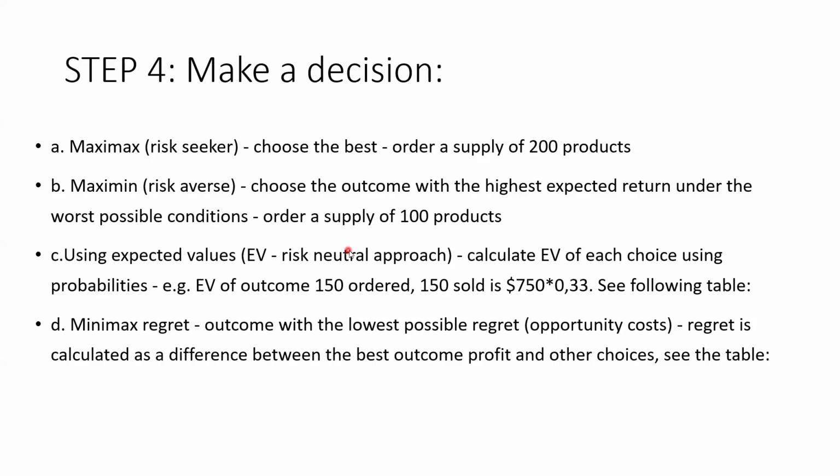And here, risk-neutral person is going for expected value. Then some of the people who are focusing on the opportunity cost will go for mini-max return. It's known as mini-max regret. So here, based on the maxi-max, we are going for the best order as 200. Let's see why we are going for 200.